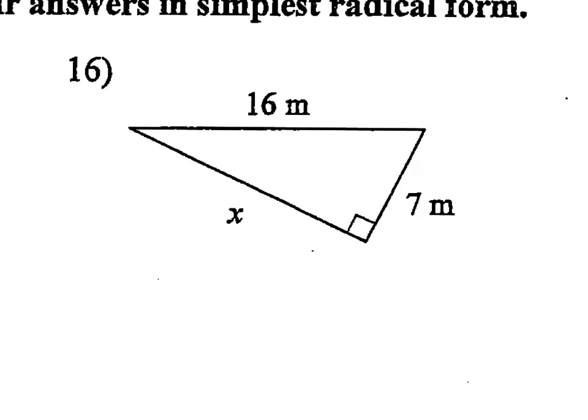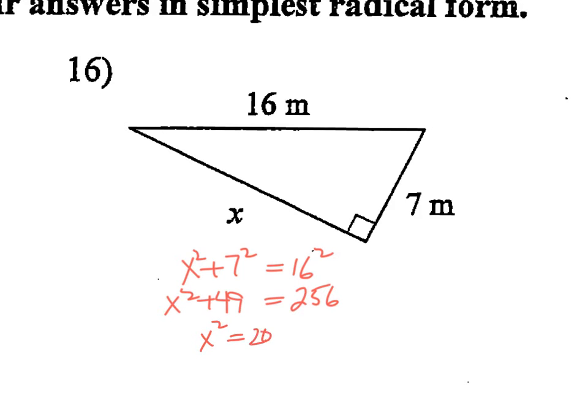This problem, finding the missing side x, you could say x squared plus 7 squared is equal to 16 squared. So that means x squared plus 49 is equal to 16 times 16, which is 256. So x squared is equal to 207. So x is the square root of 207, which is approximately 14.39.